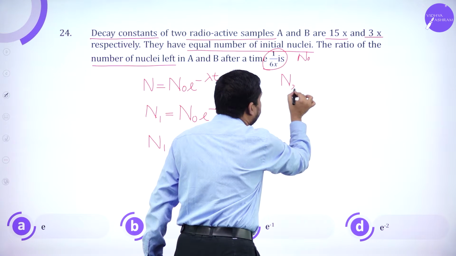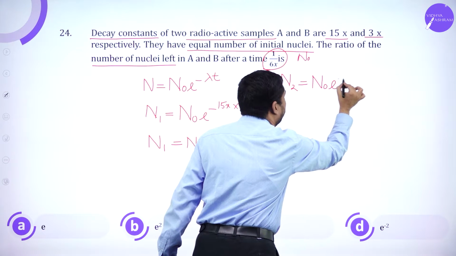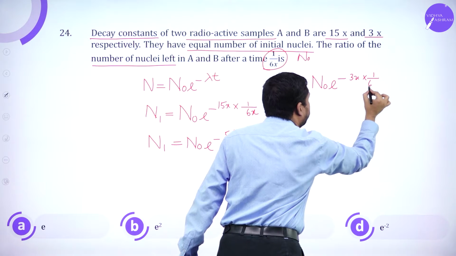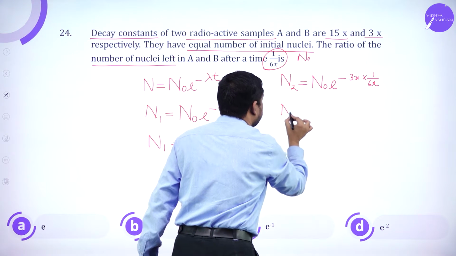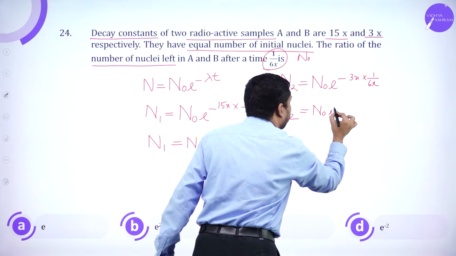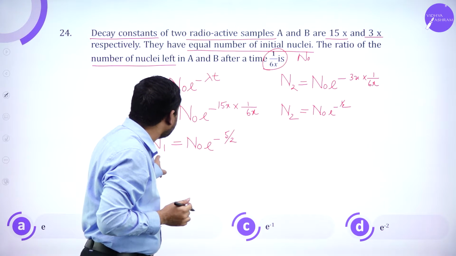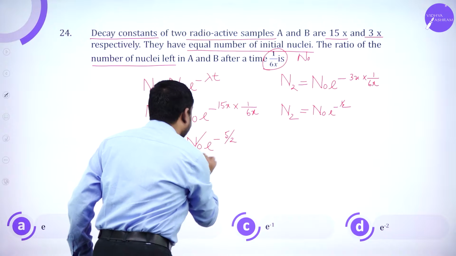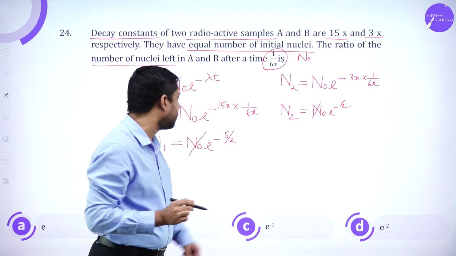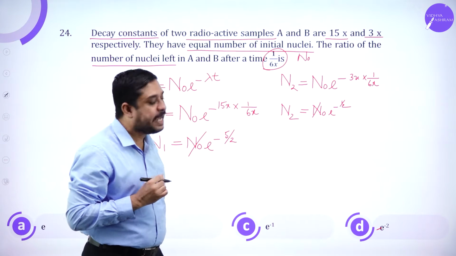Similarly, N2 equals N0 e to the power minus 3x into 1 by 6x, so N0 e to the power minus half. We want the ratio of N1 by N2. N0 gets cancelled. So when you take the ratio, e power minus 2 will be the answer.